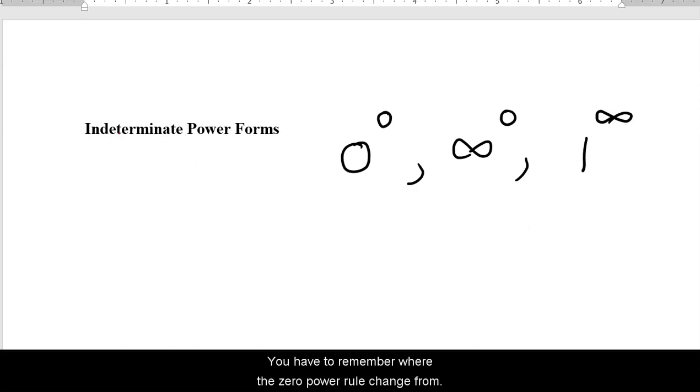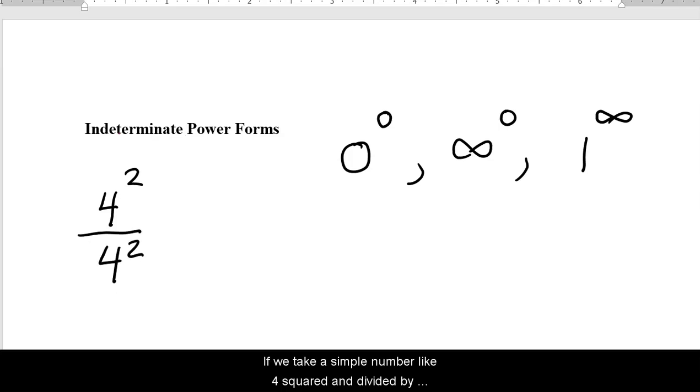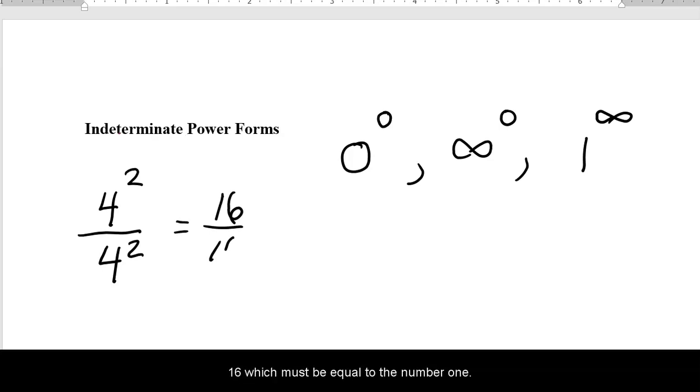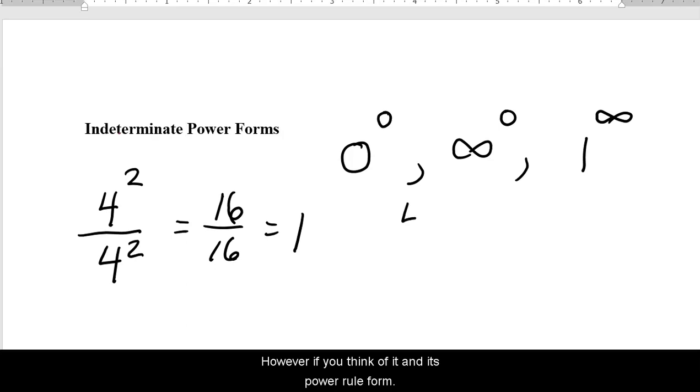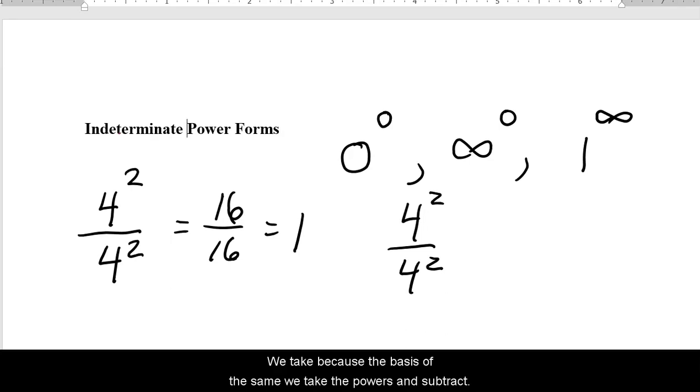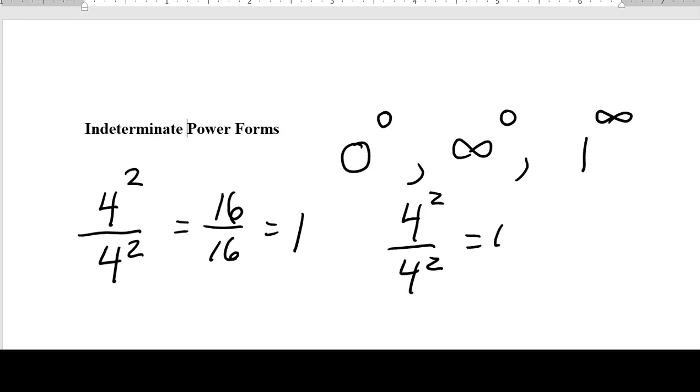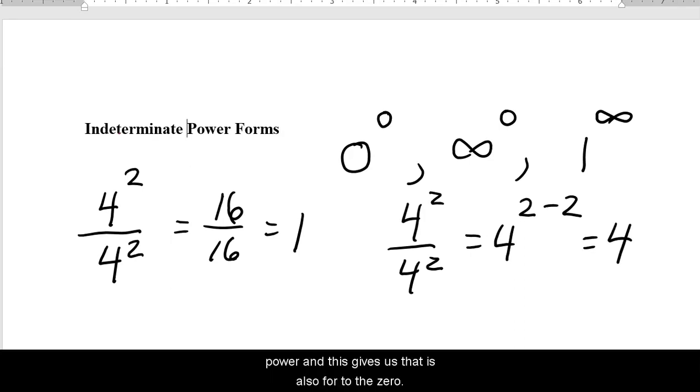You have to remember where the 0 power rule came from. If we take a simple number like 4 squared and divide it by 4 squared, you know that this is 16 divided by 16, which must be equal to the number 1. However, if you think of it in its power rule form, because the bases are the same, we take the powers and subtract. And it is always numerator power minus denominator power. And this gives us that it's also 4 to the 0.